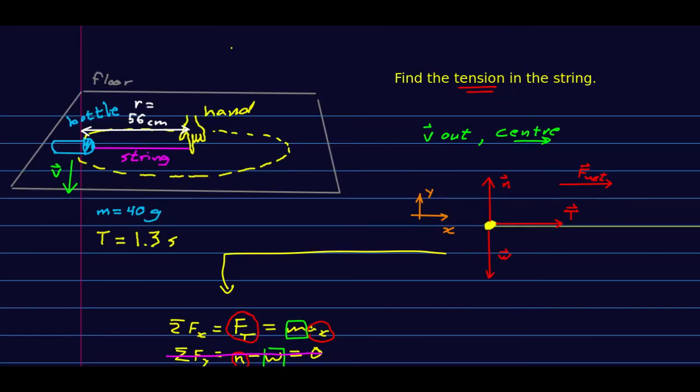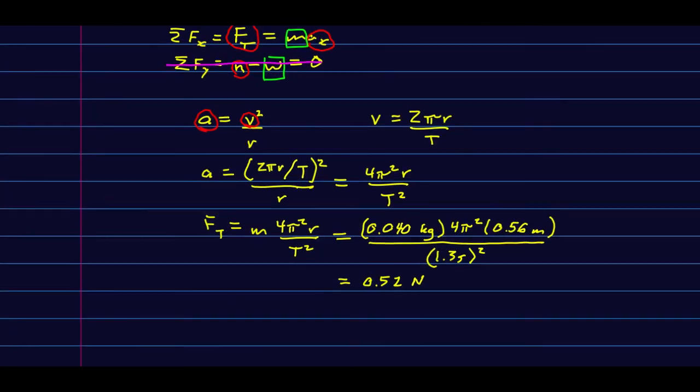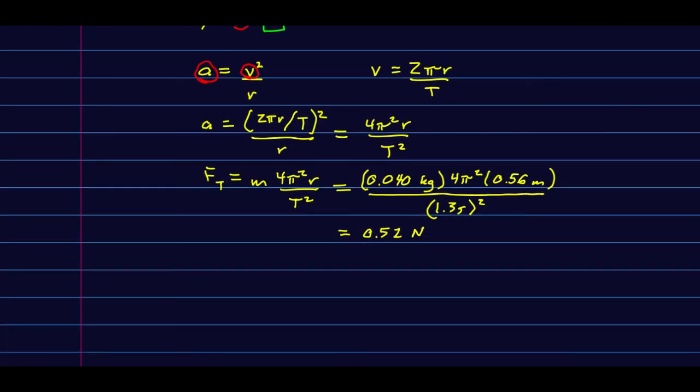So before plugging in, note that we always want to work in MKS units. So this radius is 0.56 meters. If we don't work in MKS units, our units do very funny things to us. Our mass is 0.04 kilograms. This is already in seconds, so we're good. And if you don't do that, then you're going to get an answer that's off, and we'll see why.